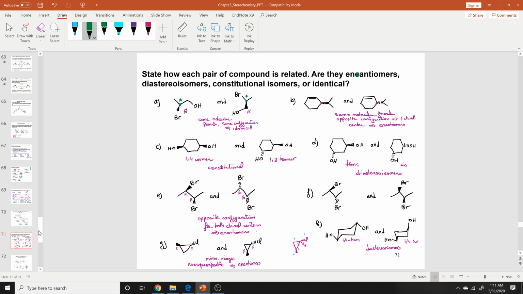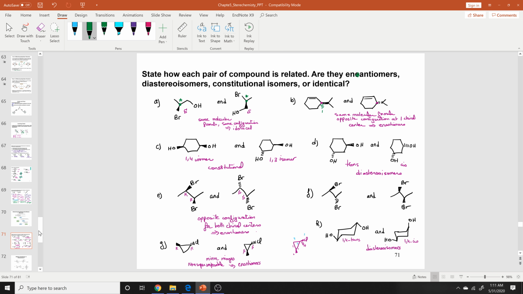For this one, do the configuration, RR, SS, then this is enantiomer. For this guy over here, these two, do the configuration again. So again, RR, SS, these are mirror images, they are enantiomers. So as you can see, I'm doing the configuration to check the relationship between these molecules. So with these two over here, you have the same molecular formula. You have opposite configurations at one chiral center.